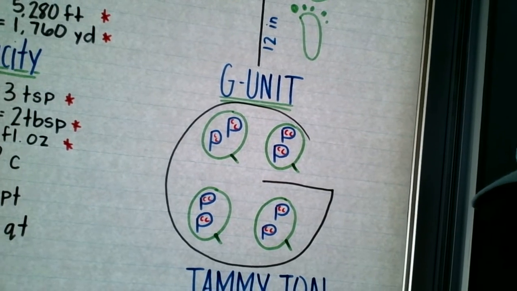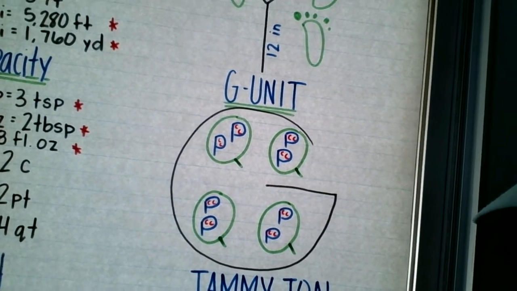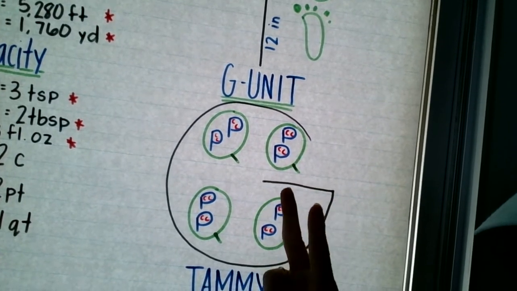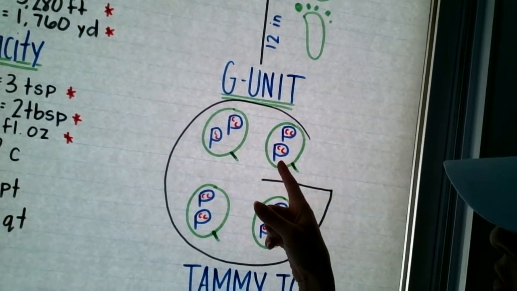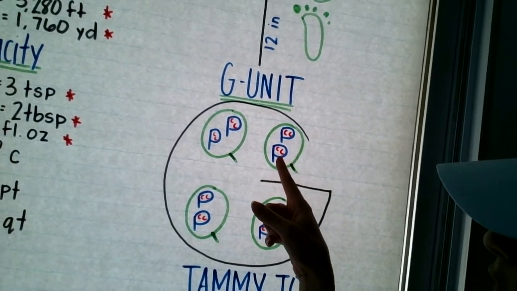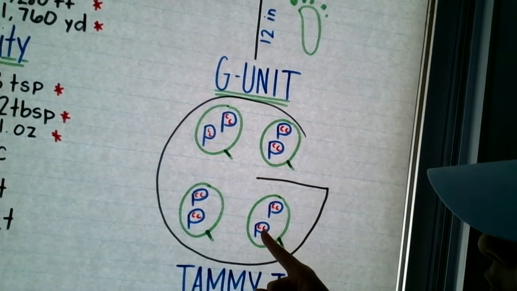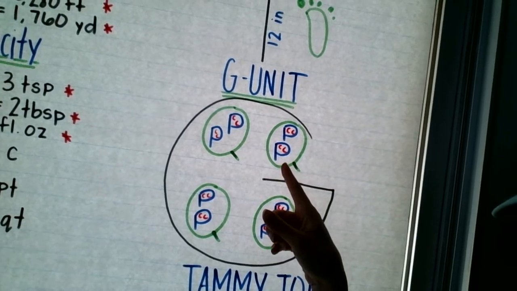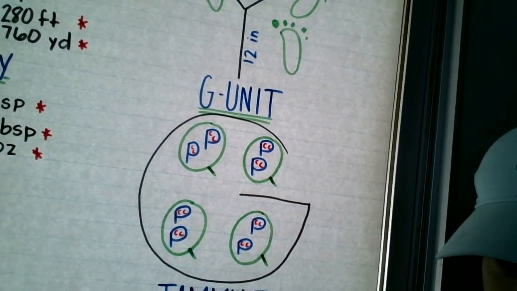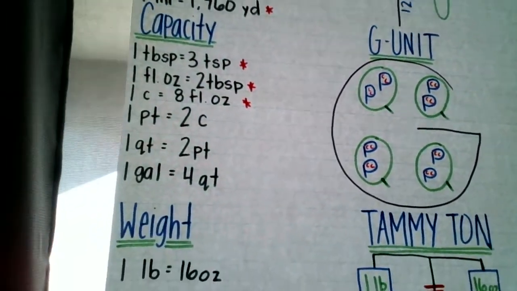Let's say I want to figure out how many cups are in 2 quarts. So here I have 2 quarts, 1Q, 2Q. And here I have 4 cups, and here I have 4 cups. So 4 plus 4 is 8. So that's capacity. Now let's go down to weight.